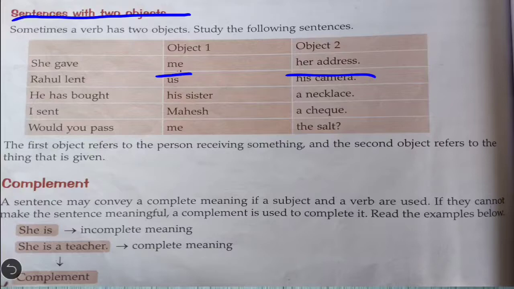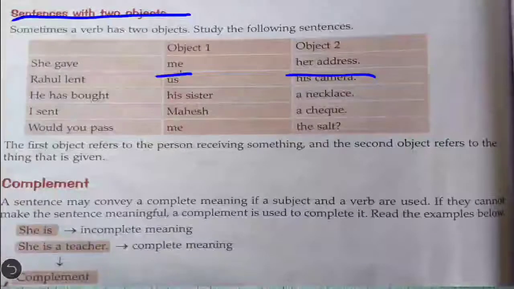We know that a sentence conveys a complete meaning when the subject and verb are used there. But if they cannot make the sentence meaningful, a complement is used to complete it. So when there is no object in the sentence, a complement is used in place of the object. So it's known as complement.